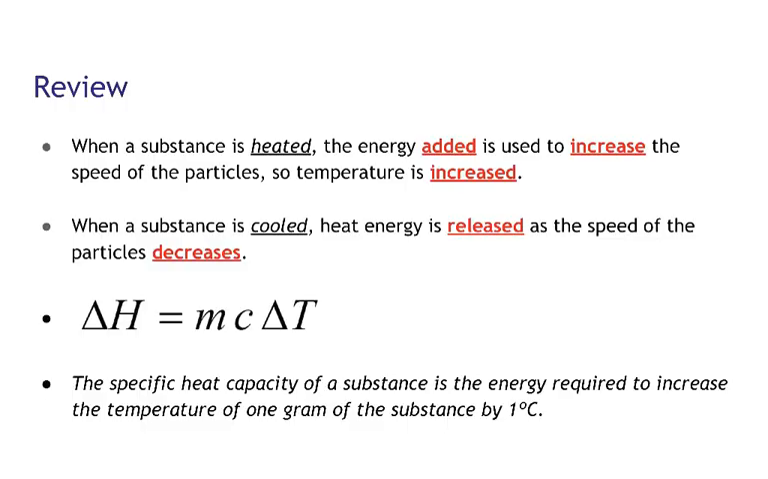Okay, so just to recap at the end, when a substance is heated, that means energy is added, so its particles are going to move more and the temperature will rise. When a substance is cooled, energy is released, so the speed of the particles will decrease, the temperature is going to go down. To solve heating and cooling problems, you use the equation delta H equals mc delta T, where delta H stands for the total heat, M is mass, C is the specific heat capacity, which you can find on your reference sheet, and delta T is the final minus initial temperature.